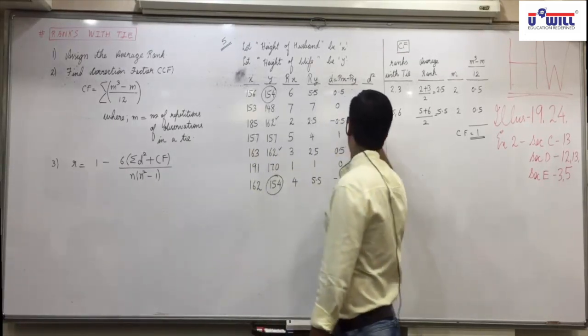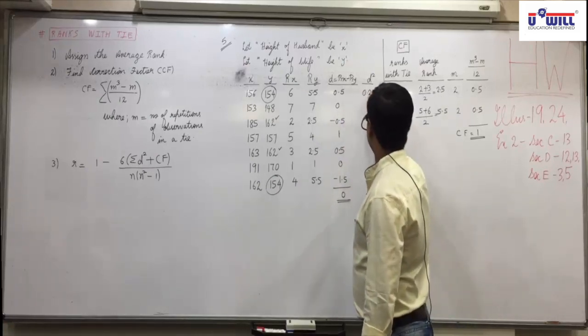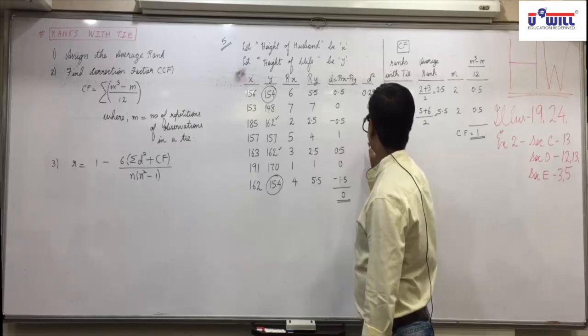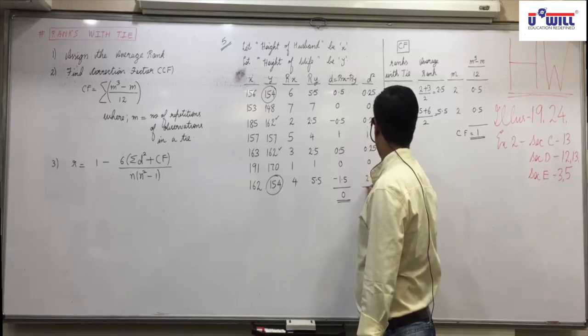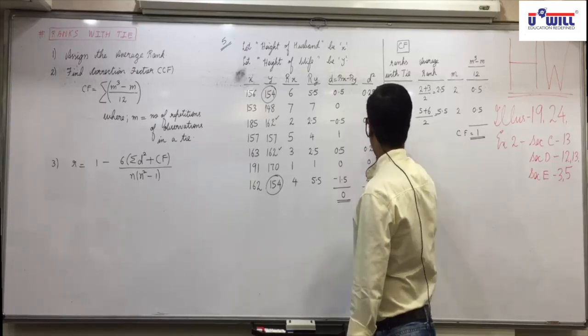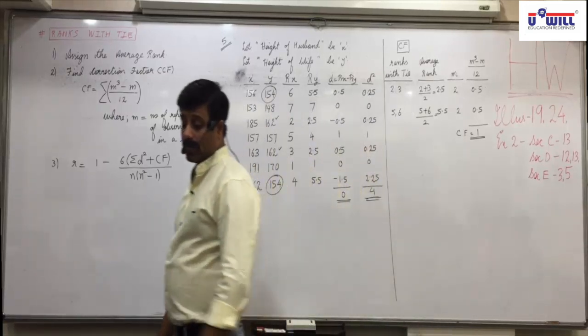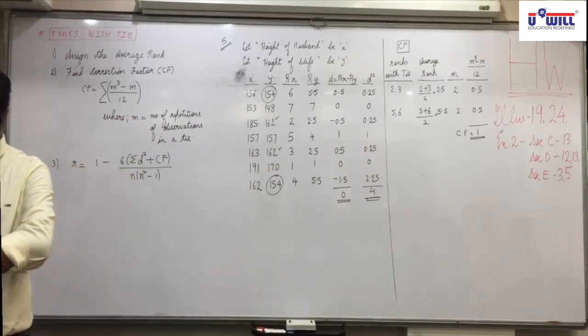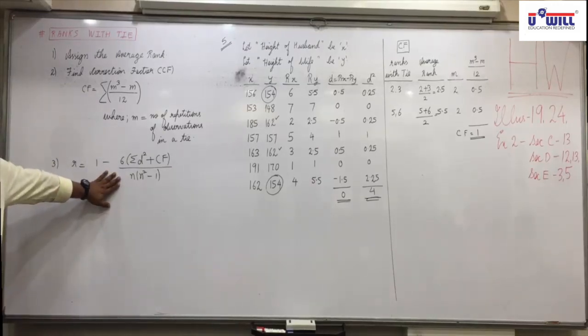Verify that, don't write directly. 0.5 square, 0.25, 0 square, 0. Again 0.5 square, 0.25, 1 square, 1. 0.5 square, 0.25, 0 square, 0, 1.5 square, 2.25. So the total is 4. Any confusion in this? Now we will be applying this formula.